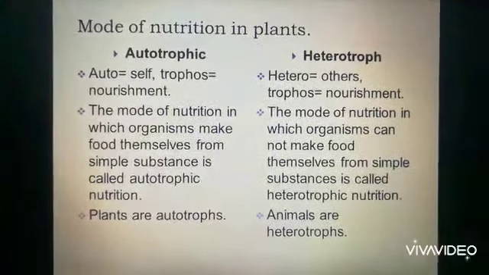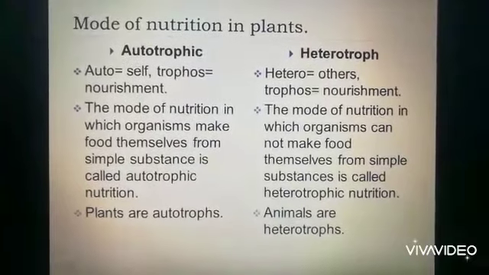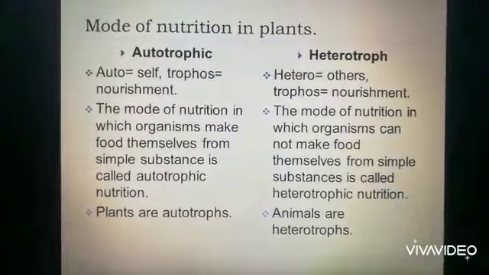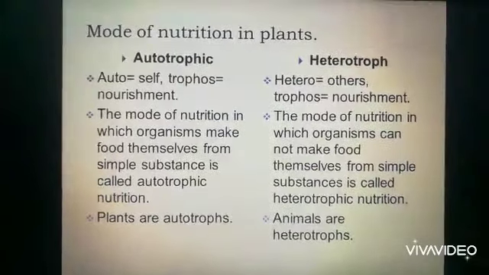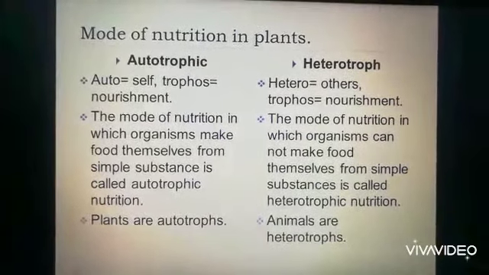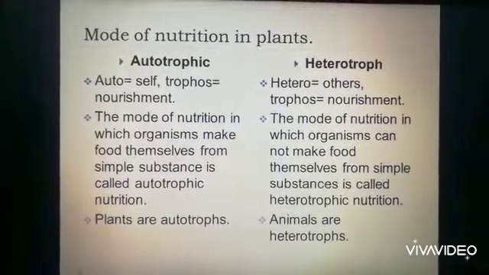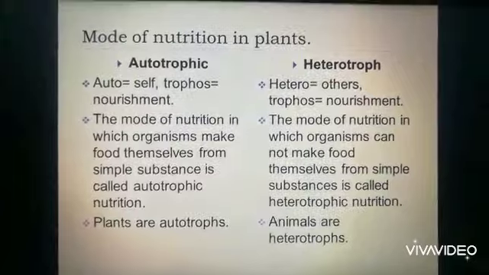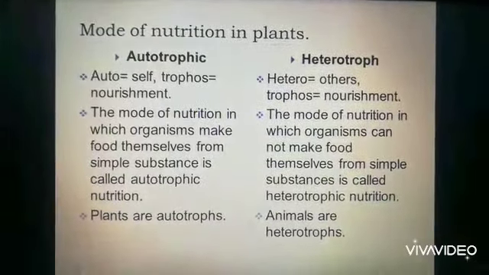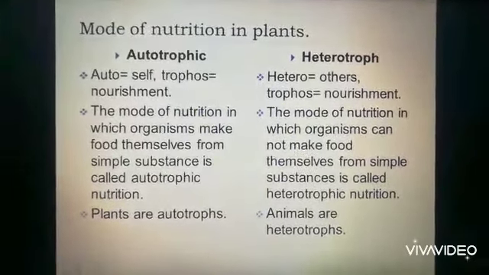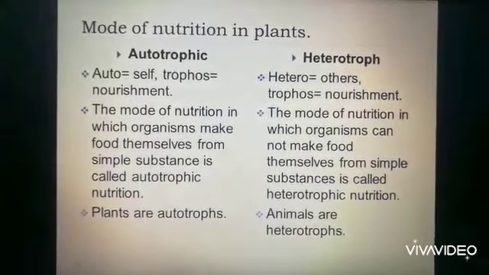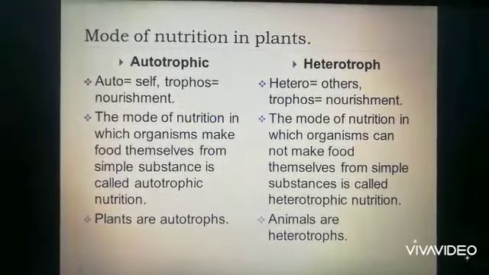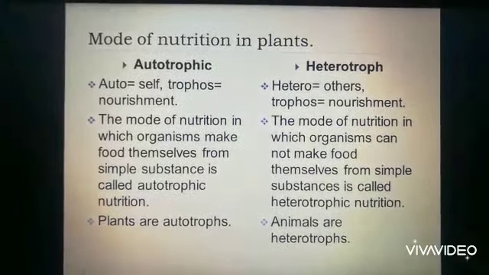The organisms who are using autotrophic mode of nutrition are called as autotrophs. Which organisms? That are plants. Here plants are only known as autotrophs. Now is it clear what is autotrophic mode of nutrition? The mode of nutrition by which organisms make their own food from simple substances. So now we are going to learn about the next type of nutrition mode, that is heterotrophs.